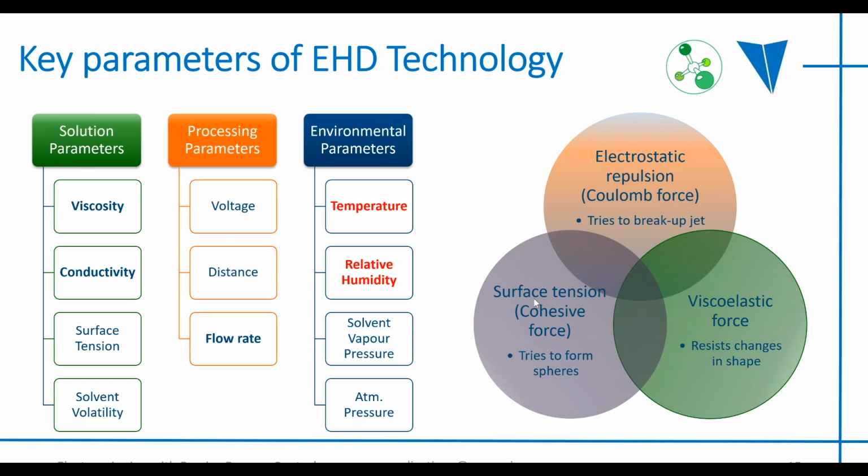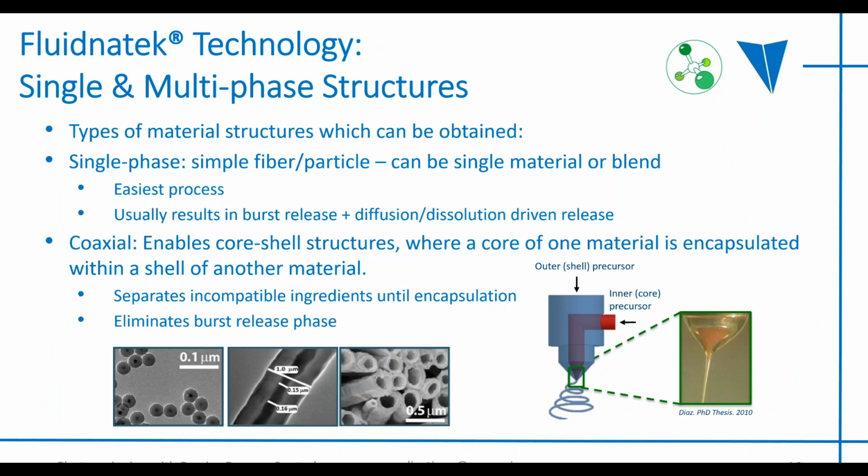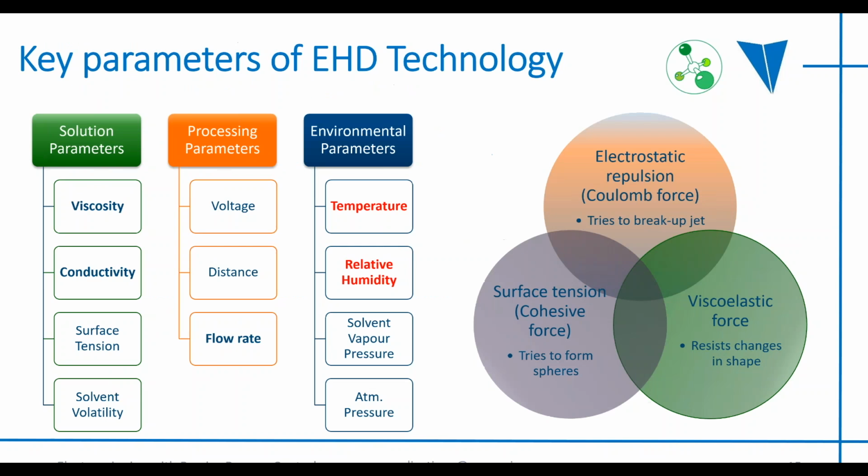In the case of spraying particles, flow rate is a key parameter in the control of particle size. In the case of fiber formation, viscosity is the key parameter. And importantly, there are environmental parameters which have a significant effect. Temperature and relative humidity in particular can influence the evaporation of the solvent from the spinning jet, and therefore the resulting morphology of the fibers and the particles. So in order to keep stable, consistent product morphology, you need to stabilize the environmental parameters.